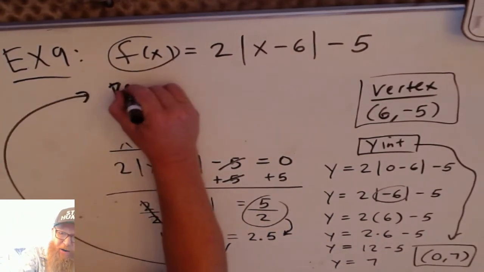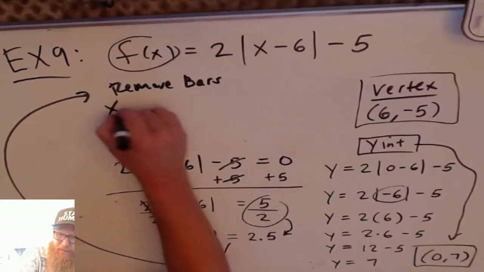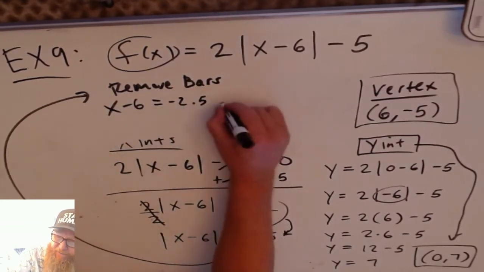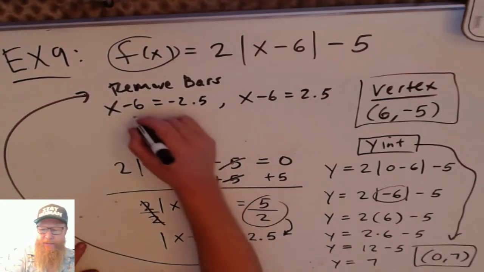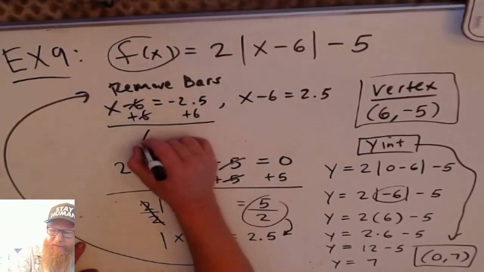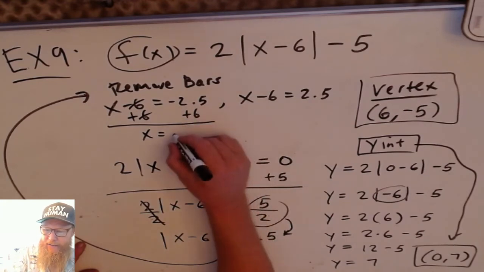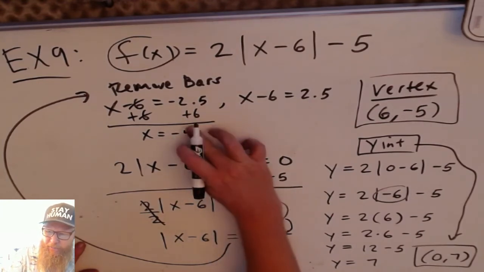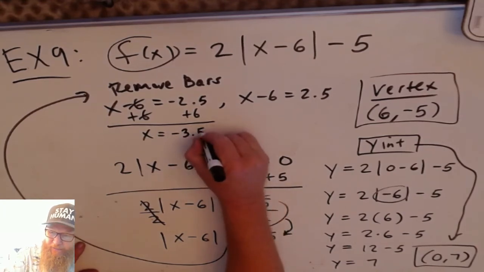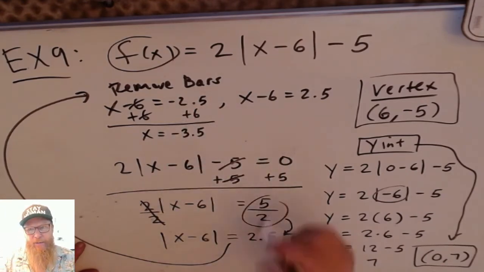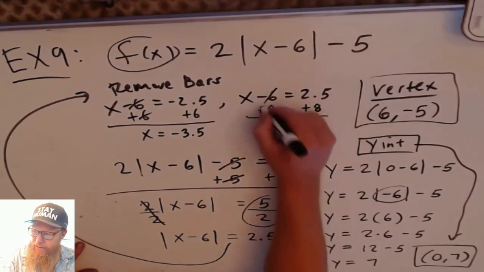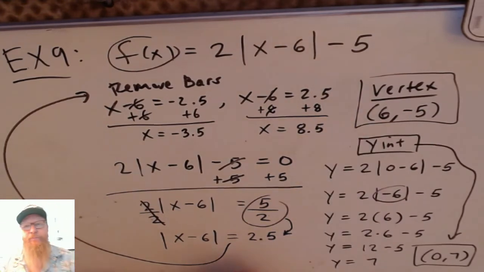Come back up here, remove the bars. One of them equals -2.5, and the other one equals +2.5. Add 6 to both sides. You're going to get x is -3.5. Yeah, -2.5 plus 6 is -3.5. And then the other one would be 8.5. Okay.